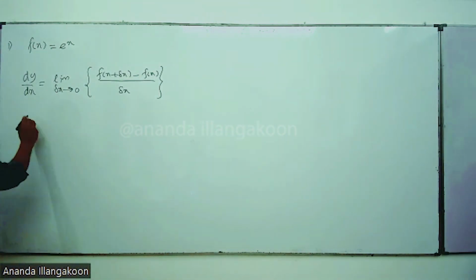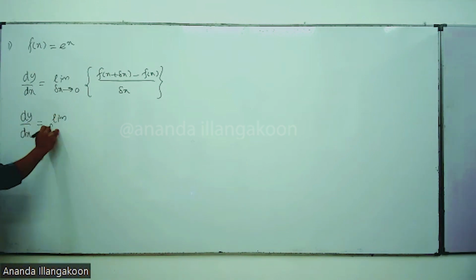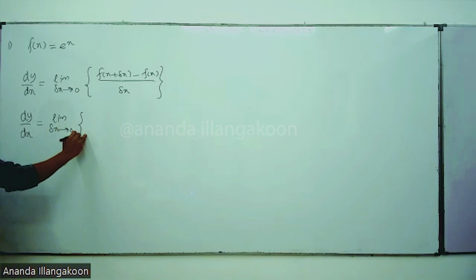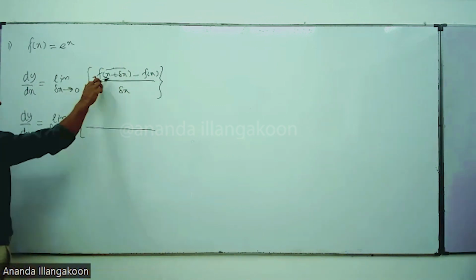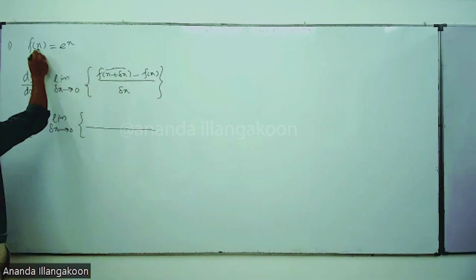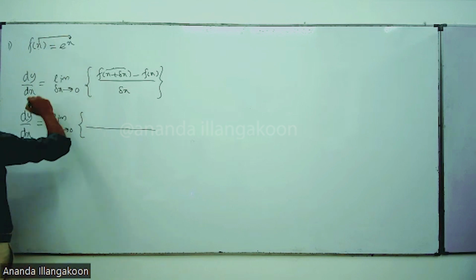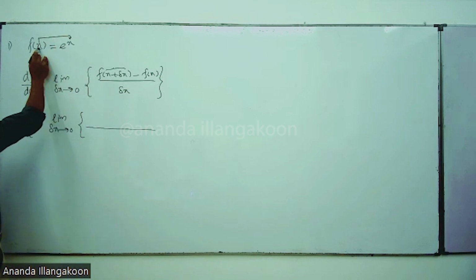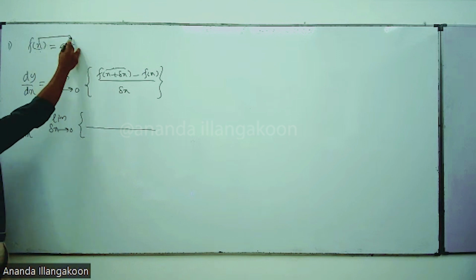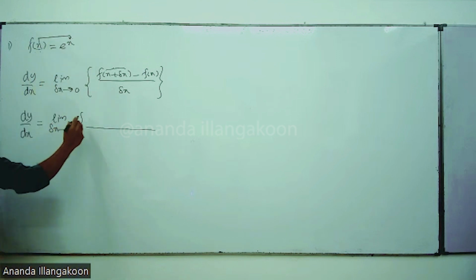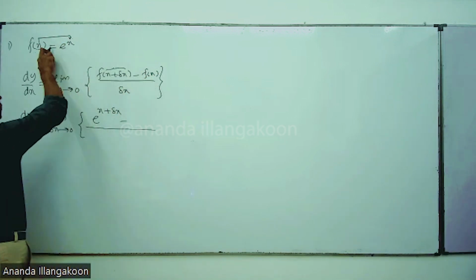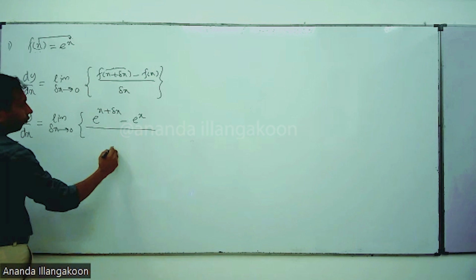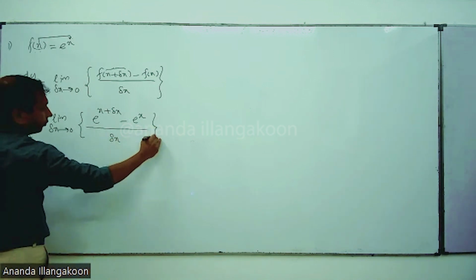Now I can write, substituting x plus delta x here, f(x plus delta x). Here we have the same x only. When we substitute x plus delta x for this x, therefore this place also x should be x plus delta x. Then we get e^(x plus delta x) minus f(x). f(x) means the same function here. Divided by delta x. Okay.